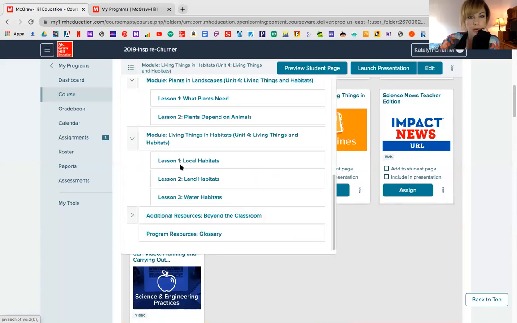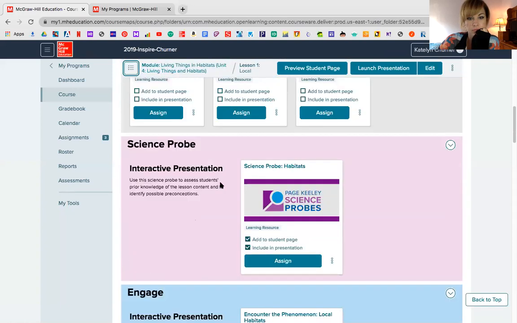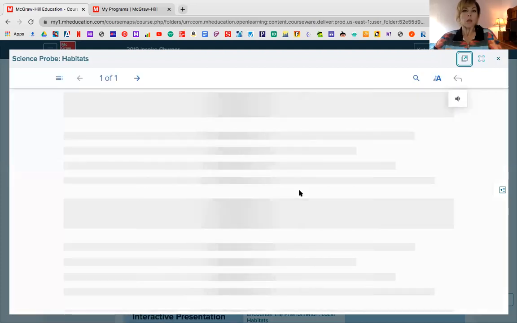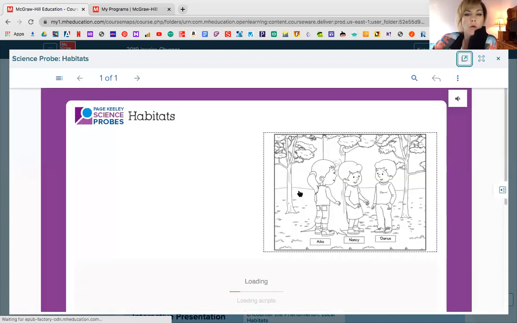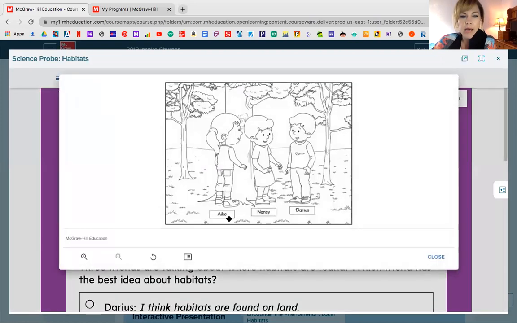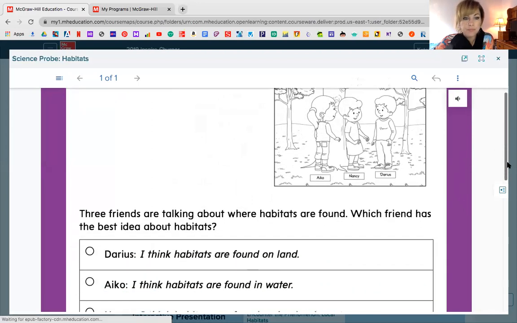And we're in Part B, Lesson 1. Okay, so page 54, here we go. All right, so we have our Pro page. This is where we set the stage for what we're going to learn about, and we're going to make a prediction. So it looks like we have 3 students. Let's see what it says. It says 3 friends are talking about where habitats are found and which friend has the best idea about habitats.